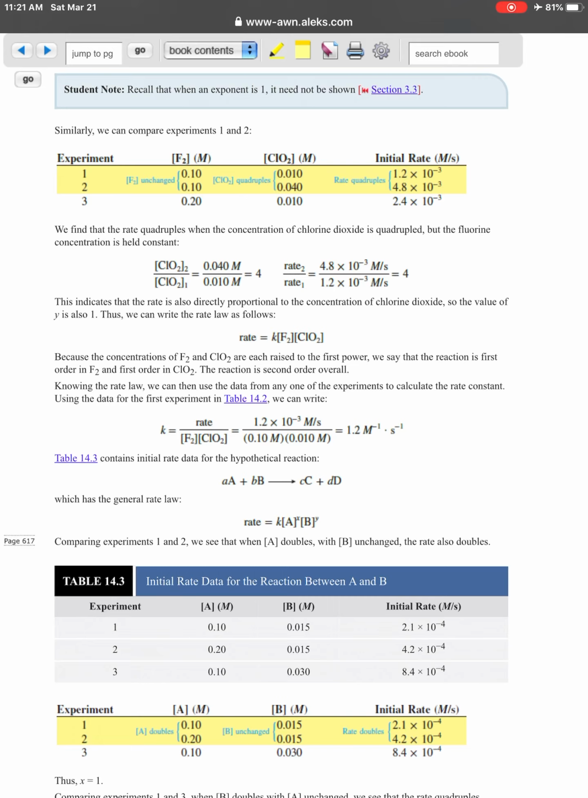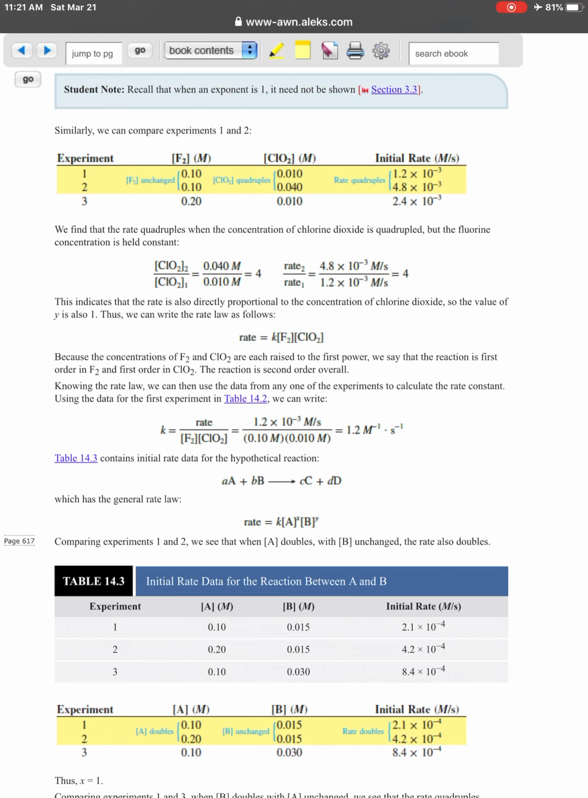Knowing the rate law, we can then use the data from any one of the experiments to calculate the rate constant. Using the data for the first experiment in table 14.2, we can write K equals rate over [F2] over [ClO2]. Right? They're both in the denominator, and those are concentrations. You may notice I'm getting a little looser in terms of saying concentration of, but for right now, when we see those brackets, that means concentration of.